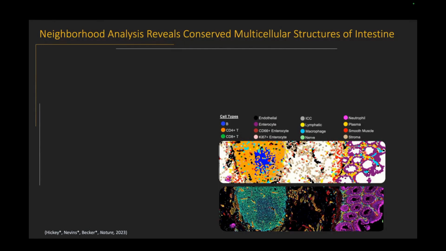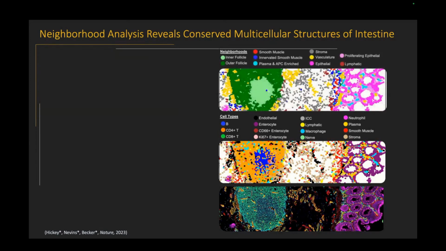And so what does this look like for our intestine data? Here we have the fluorescent imaging, and here we have the cell types that have been identified from this data and colored in data points. And then if we do this cell neighborhood analysis, we can start to see that we're identifying major structures like an inner and outer follicle region that are known to be cellularly composed differently. And vasculature shown in yellow, stromal areas in gray.